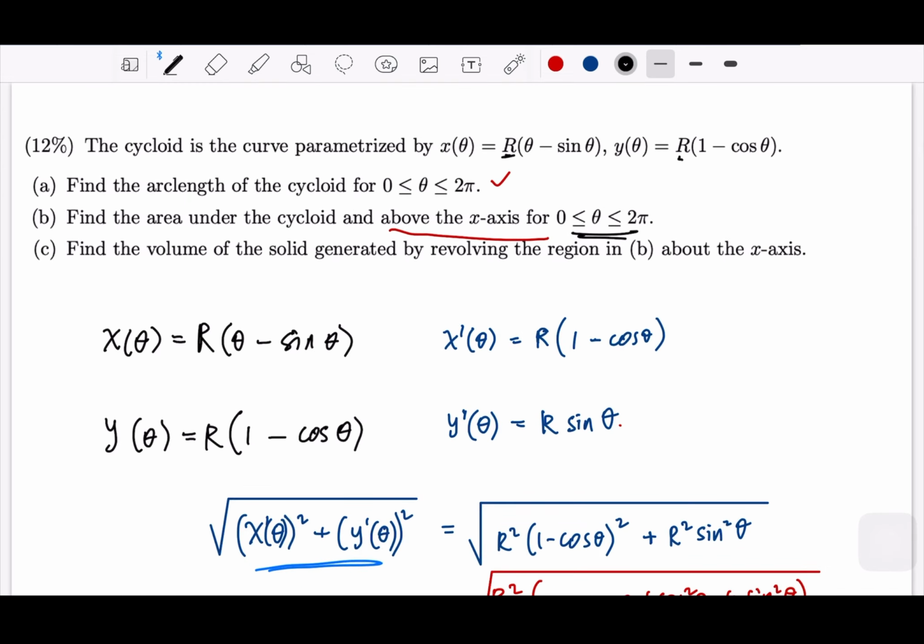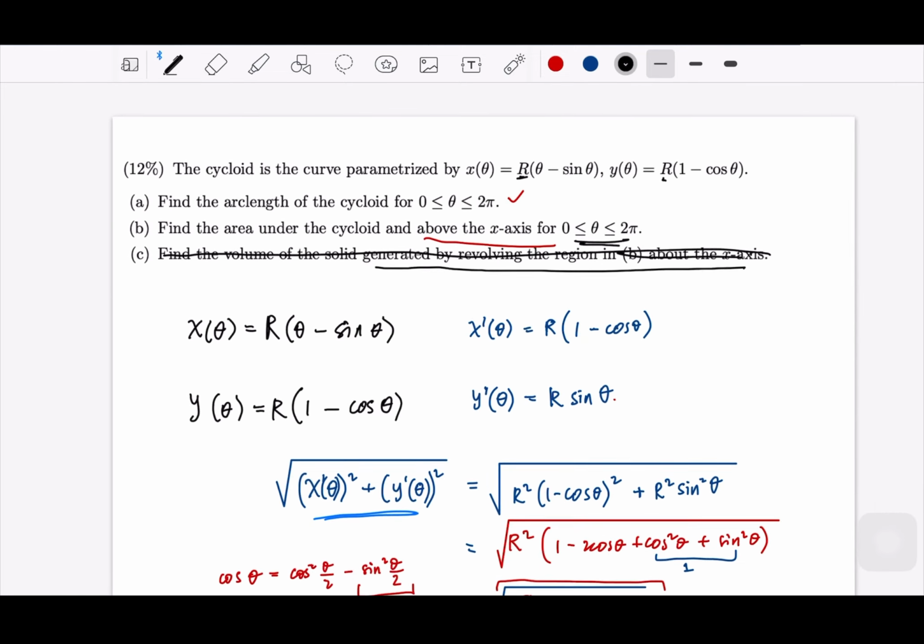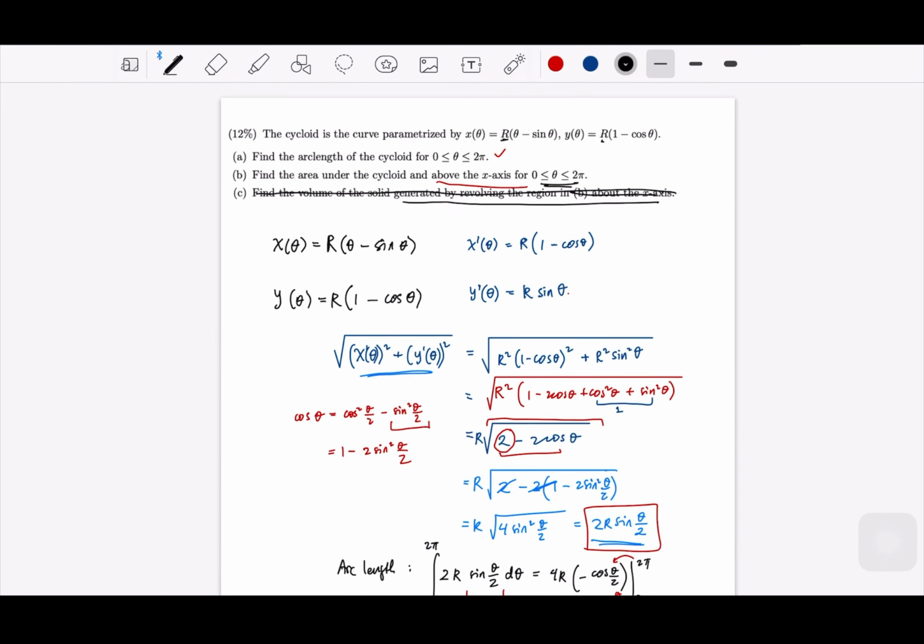Okay, find the volume of the solid generated by the region in B about the x-axis. This is not really our case for now, because I think we haven't explored much about volume in our course so far, so we can just skip number C. Just skip number C. Okay, that's the cycloid.